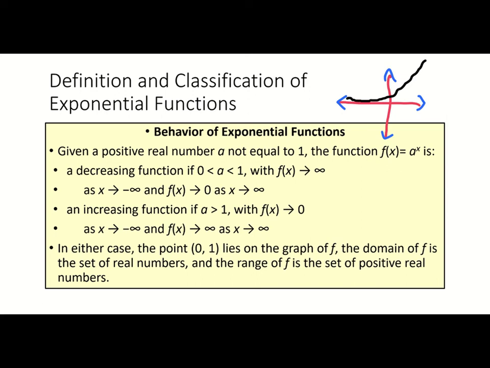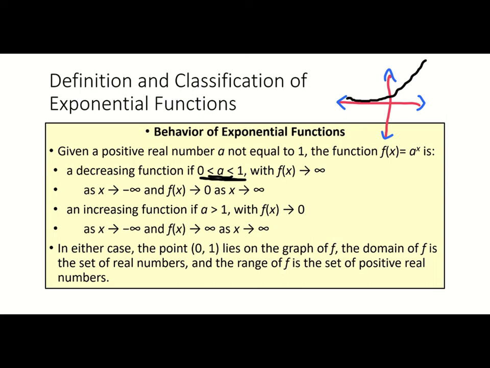So the behavior of exponential functions: if a is a positive real number bigger than 1, you would have an increasing function, and you would have a decreasing function if a is between 0 and 1. So if you had a fraction, and I said a has to be bigger than 1, but it could be a fraction. It could be 1/2. It just can't be 1. So if a is like 1/2, 1/3, 1/5, 2/5, 2/3, then you're going to have a decreasing function.